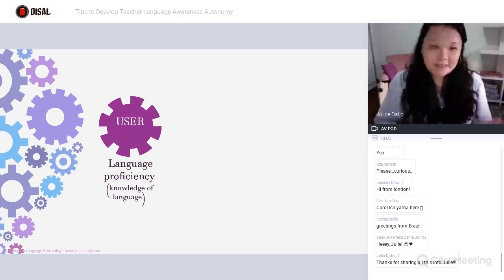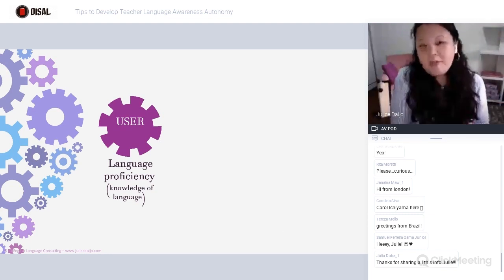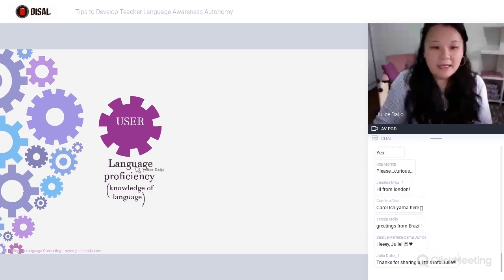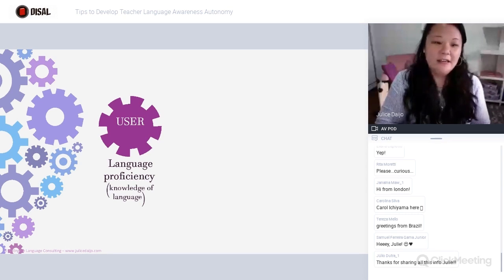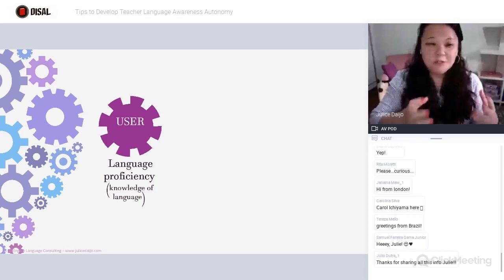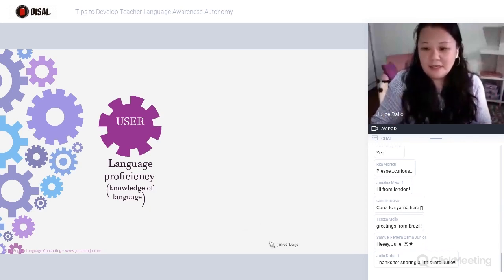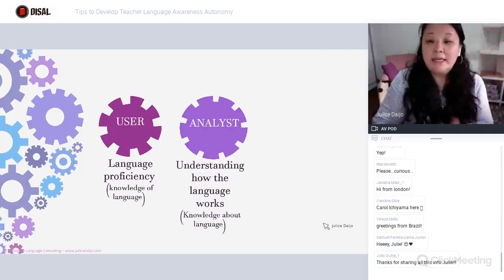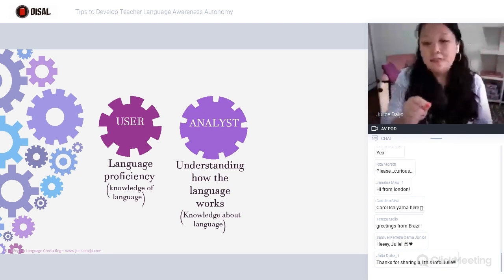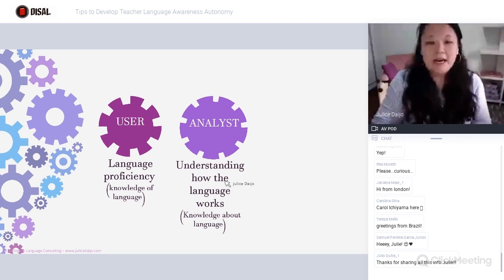So language awareness could be viewed from the perspective of the user. So somebody who speaks the language proficiently, it can be said he has language awareness. This would be like the case of very fluent speakers or native speakers. So from this perspective, they can use idioms, they can use phrasal verbs, they use more elaborate kind of structures.